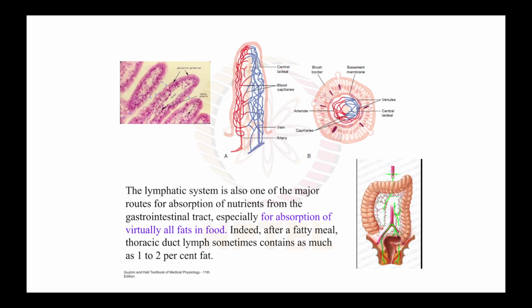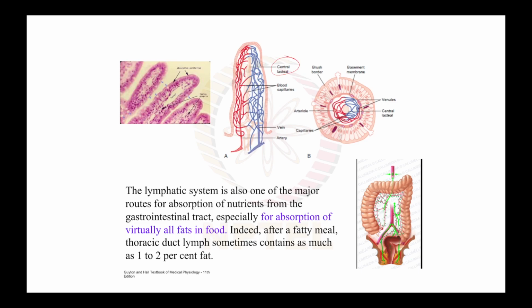Here you can see that the lymphatic system is also one of the major routes for absorption of nutrients from the GIT tract. In our intestine, these are the villi, and in the villi we also have the blood supply. These are the capillaries, and inside the villi you can see this peach colored tubule-like structure, which is called the central lacteal.